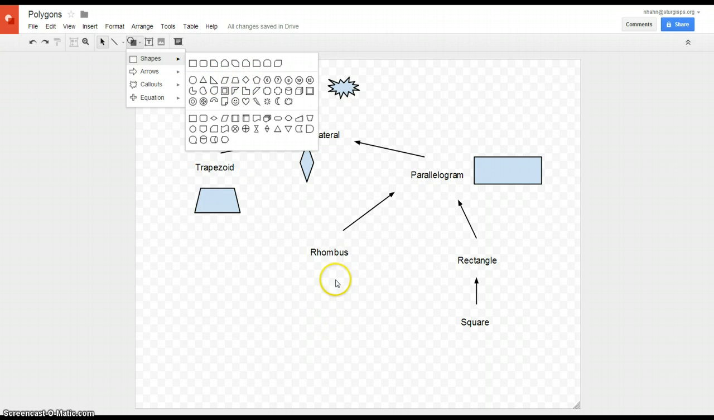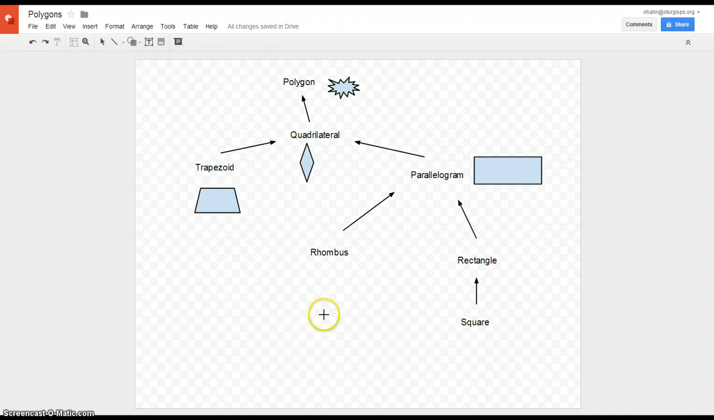It looks like a diamond. Try that again. Here we go. And here is a rhombus. Okay, we'll make it a little different than what we had up there.